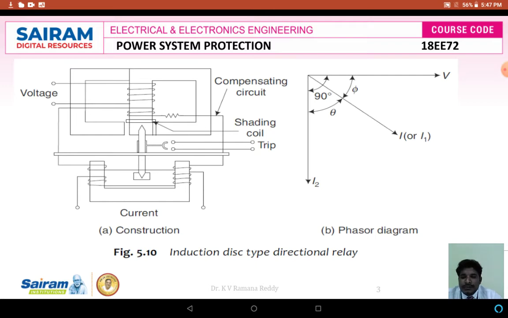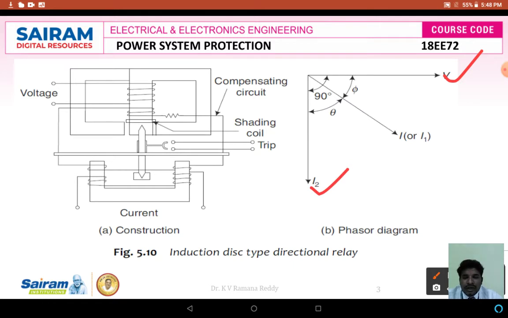In this process, some unwanted eddy currents also circulate on the top surface and bottom surface of the aluminum disc, which may cause eddy current losses. In the phasor diagram we are showing here, V is taken as the reference. With respect to V, I2 has a phase angle of 90 degrees, where V is the reference voltage at the voltage coil and I2 is the reference current at the current coil.